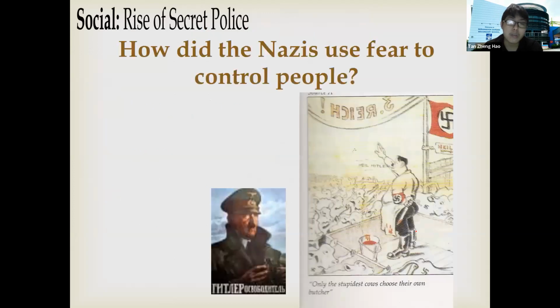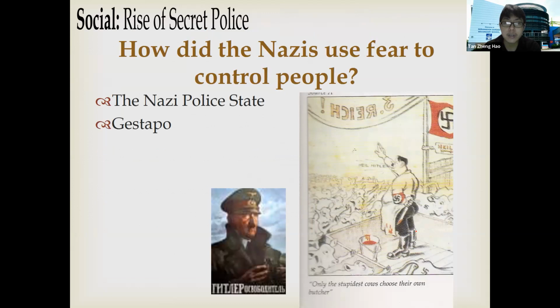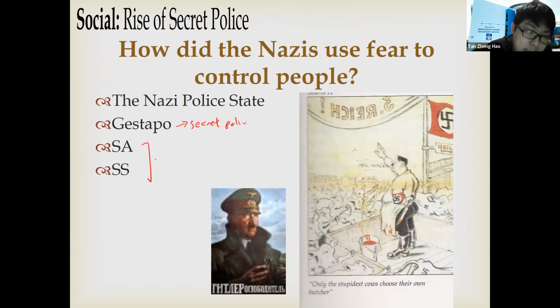So the secret police. The Nazis, like Stalin, also wanted to use fear to control people. So Hitler wanted to create a police state, and Gestapo refers to the secret police. SA and SS refer to the party's army.